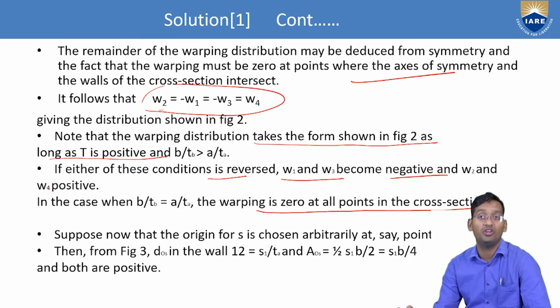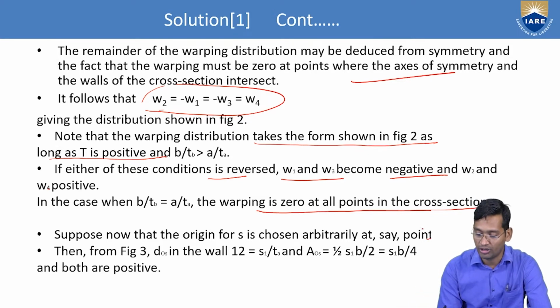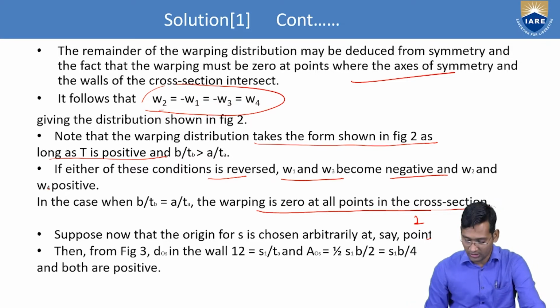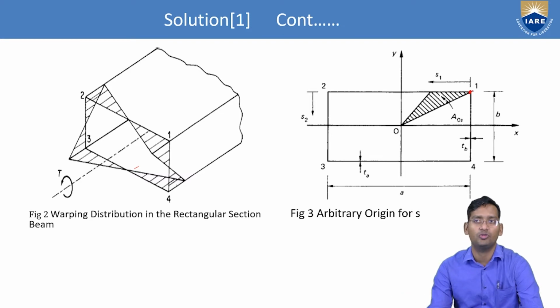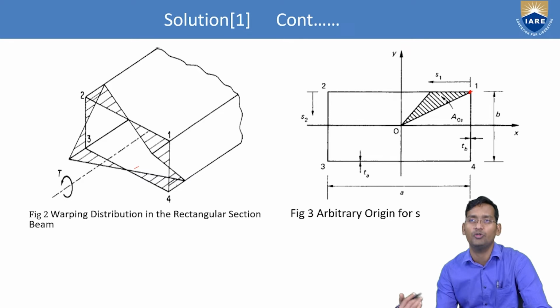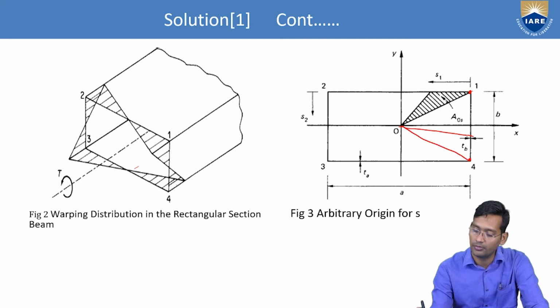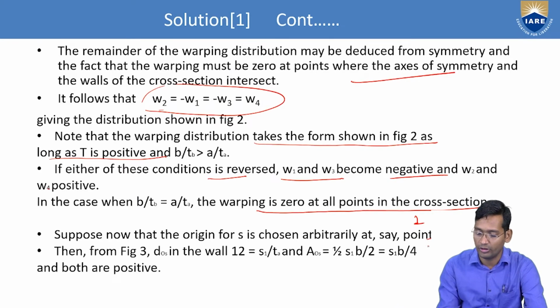Suppose now that the origin for S is chosen arbitrarily at, say, point 1. So at point 1, we can just write here at point 1. From figure 3, we have taken the origin as point 1. It is not necessary where you take the origin; you can take the origin anywhere. If you wish, you can take the origin here also, then your figure should be like this, and this should be your AOS. In the earlier problems also we assumed the origin at 1, so in this case also we are assuming it at 1 only.